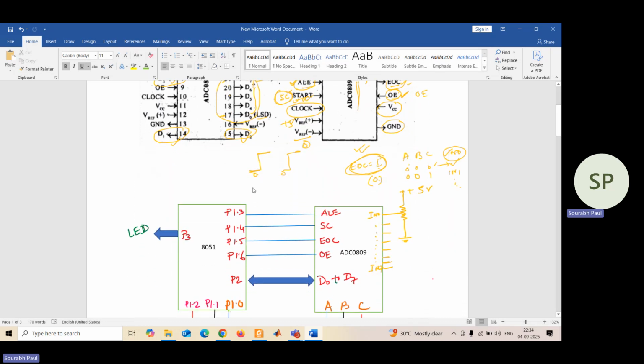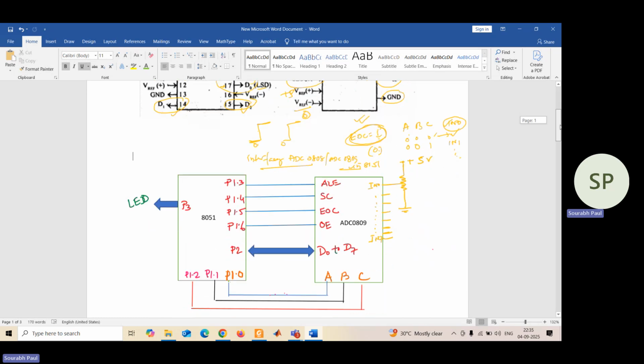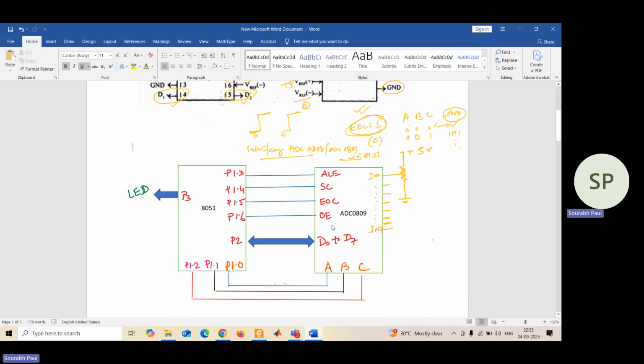Now we shall discuss about the interfacing of this ADC0808 or ADC0809 with 8051. Now we'll be focusing on this particular thing. So I have already drawn one picture of how to do the interfacing. So here I have selected my own configuration. It is not mandatory to do this connection this way.